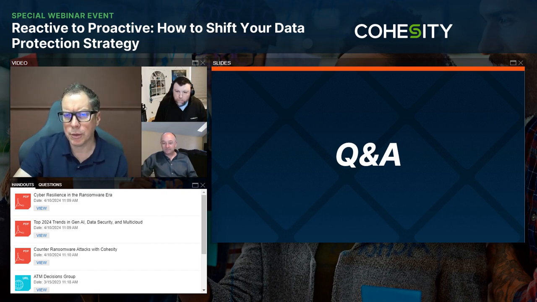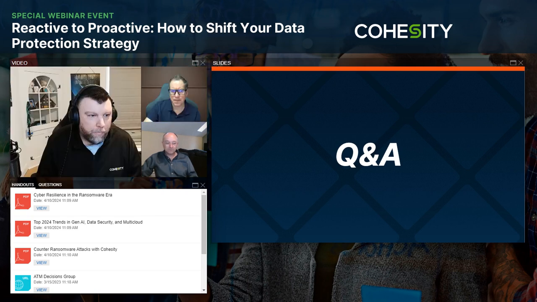Another one here, they're wondering, what strategies does Cohesity employ to ensure the integrity and security of backup data, particularly in the face of evolving cyber threats and compliance requirements? I'll take a first crack at that, and if you want to fill in any gaps there, Chris, go ahead. Basic things like we employ encryption, RBAC, which is the role-based access controls, and other data validation techniques.